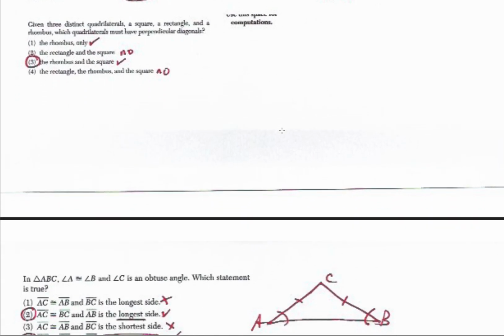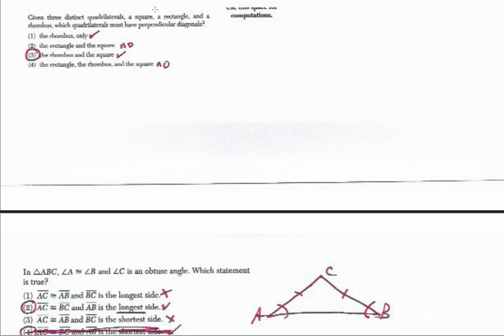Given 3 distinct quadrilaterals, a square, a rectangle, and a rhombus, which quadrilaterals must have perpendicular diagonals? Rhombus only. Well, it is a true statement that a rhombus has perpendicular diagonals. And remember, I had asked you at one point to take a screenshot or a picture of the properties of parallelograms. So if you made that folder on your phone and you take that folder out, you can look at a question like this and you can say, which one does it all match up with?